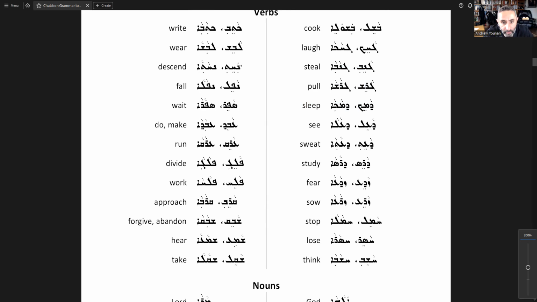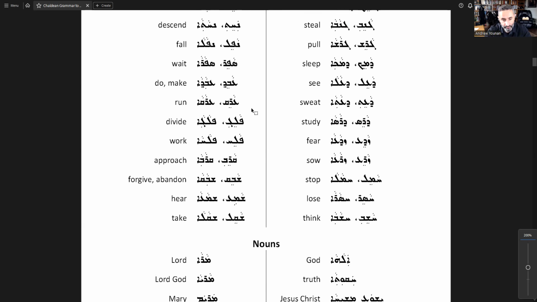Nacheth, oh, this is a typo. This should be nacheth and chatha, not nahath. Nacheth and chatha, to descend. Napel and pala, to fall. Saper, spara, to wait. Awid, uada, to do or to make. We saw that one. Ariq, araqa, to run.